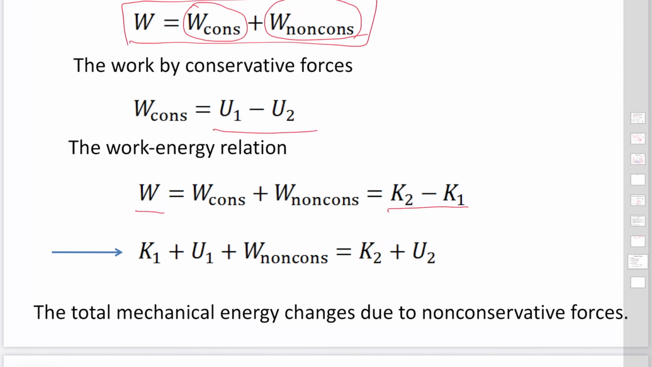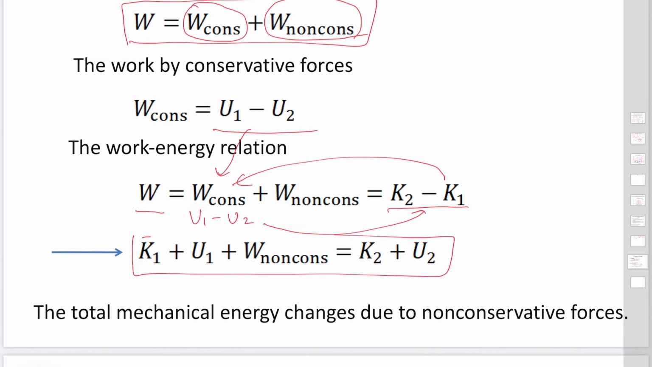Then you can substitute the conservative force work here: U sub 1 minus U sub 2. Then K sub 1 moves to this side, and U sub 2 moves to here. Then we have the relation: K sub 1 plus U sub 1 plus W non-conservative equals K sub 2 plus U sub 2. So the total mechanical energy changes due to the existence of the non-conservative force.